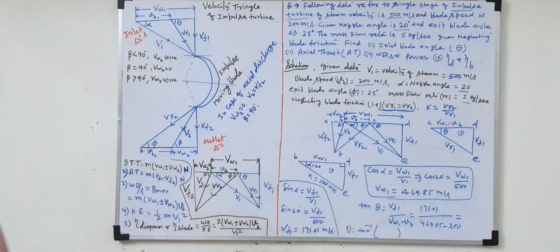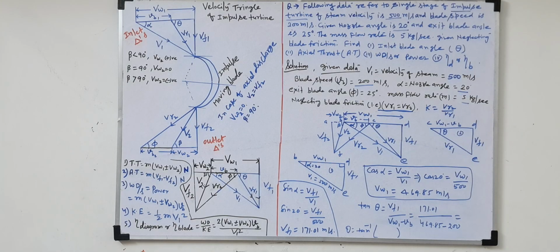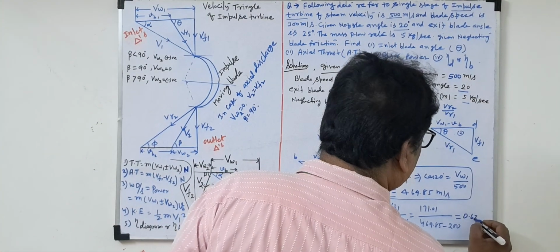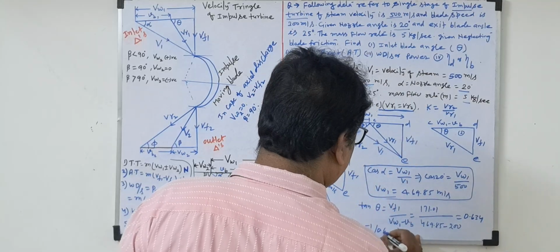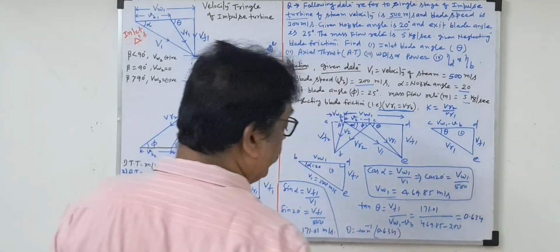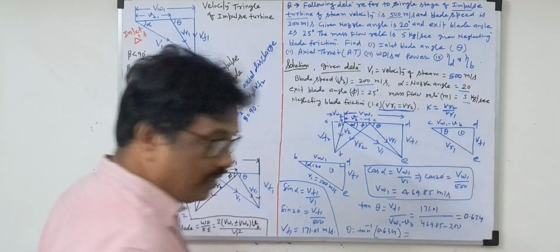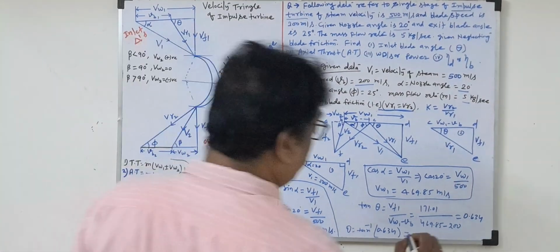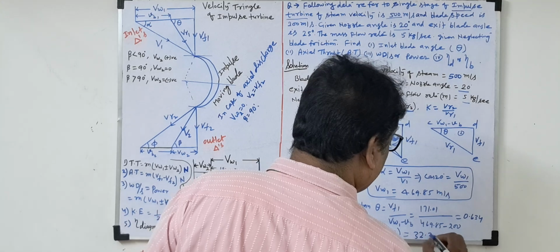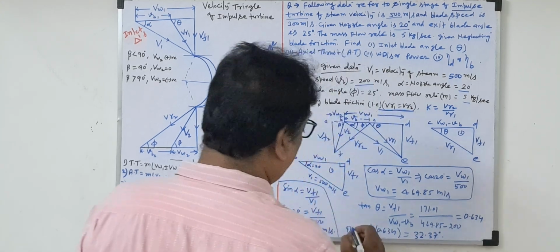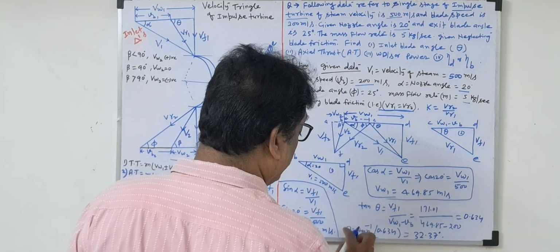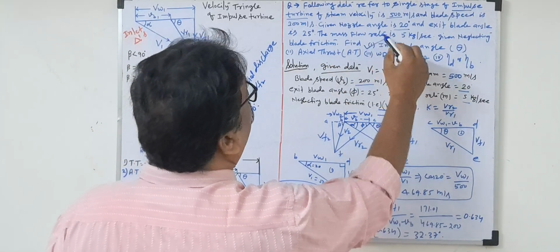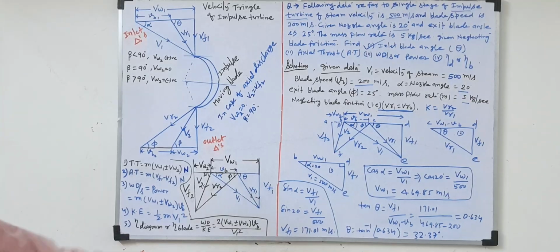This value, how much is coming? We calculated here. Tan theta value we are getting 0.634. So this angle we will get. Angle, how much did we get? 32.37 degree. So the inlet blade angle, that also they are asking. What are they asking? The first one is the inlet blade angle. One answer I know now.